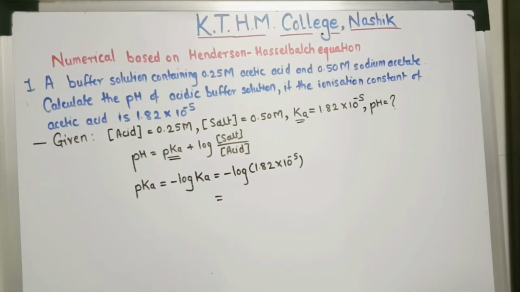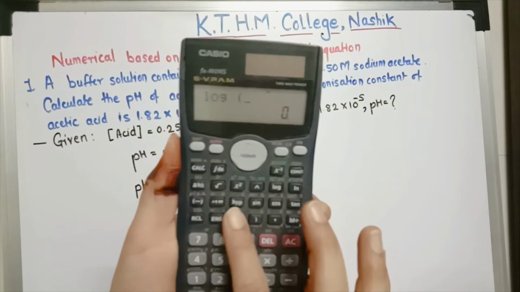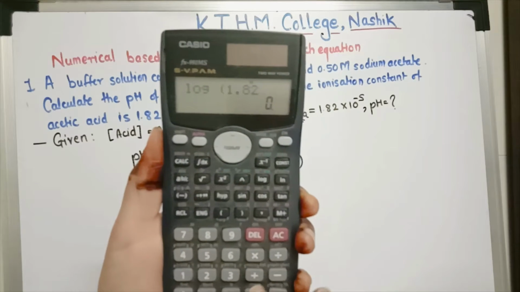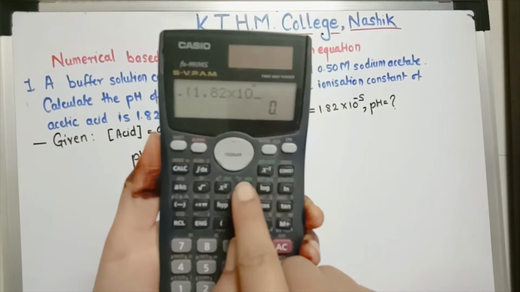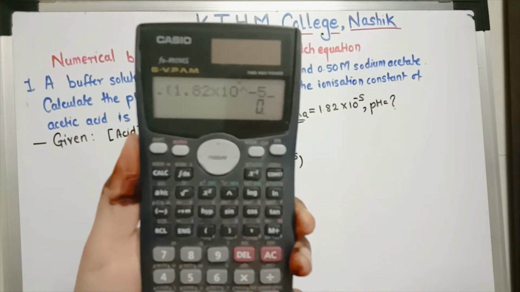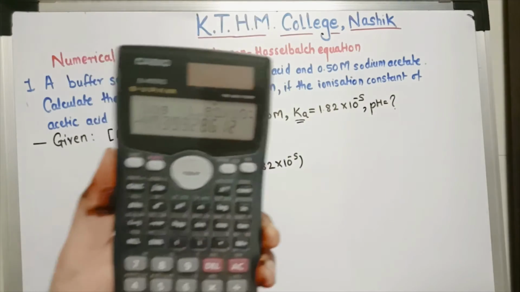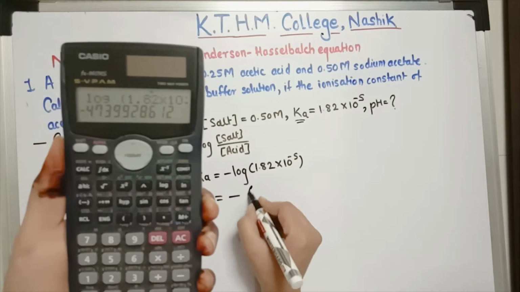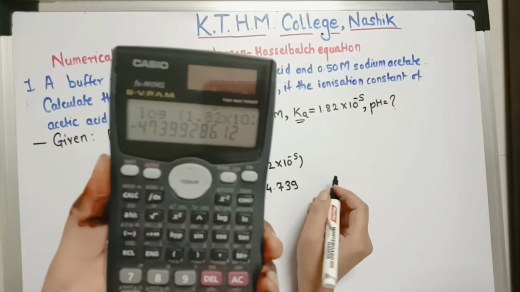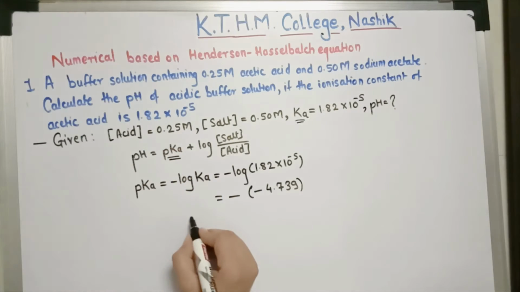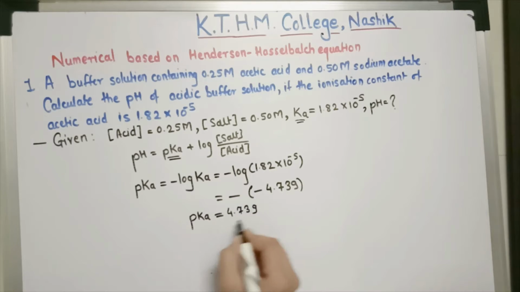That we will find in the calculator. So now in the calculator we will type log into the bracket 1.82 into 10 raised to. When you have to give the raised to, you have to click on the upper arrow, into 10 raised to minus 5, and don't forget to close the bracket. And that is equal to minus, this minus as it is, and the answer is minus 4.739. Okay, so this minus minus becomes plus, so therefore pKa is equal to 4.739.